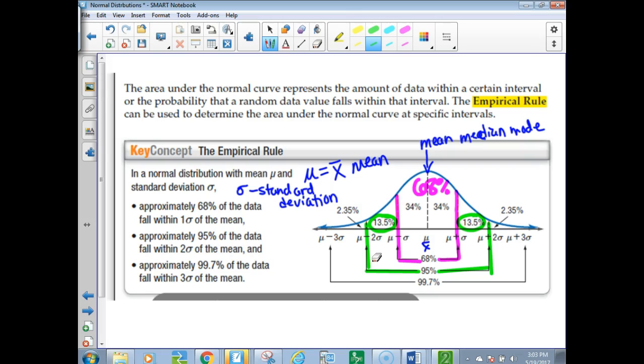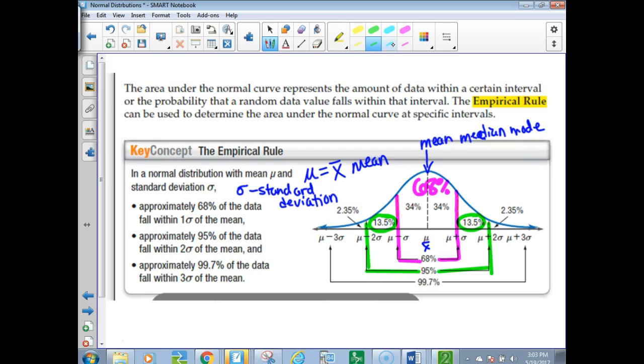You know where that number just came from? 95 minus 68 is 27. 27 divided by 2 is the 13.5. You're going to have to just be able to figure out, using this, how much of the data lies within a certain range.